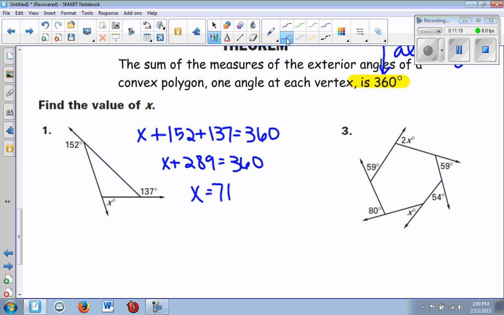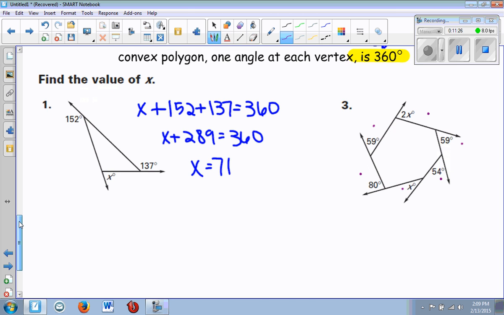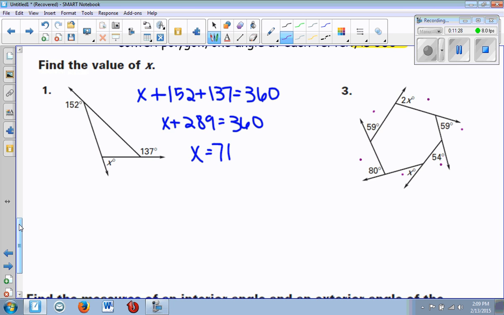Again, in number 3, we have in this case 1, 2, 3, 4, 5, 6 angles this time, but it doesn't matter. When I add them all up, they're still going to equal 360. So let's take into account we've got two angles that have variables, and we have 1, 2, 3, 4 angles with numbers, and we're just going to add them and give them an equation.